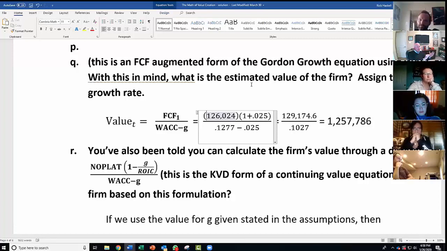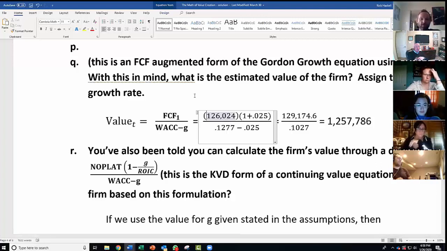So that gave me then the free cash flow at time 1. I divided that by WACC minus G, and it tells me this company or this asset has a market value or estimated value of approximately $1,257,786. So free cash flow 1 has to be whatever you originally calculated as free cash flow times 1 plus the given perpetual growth rate.